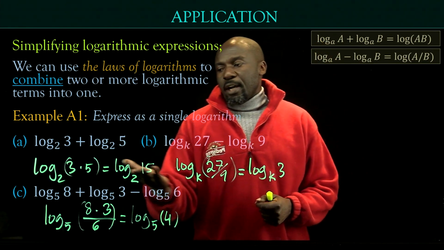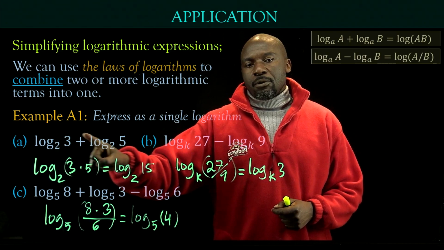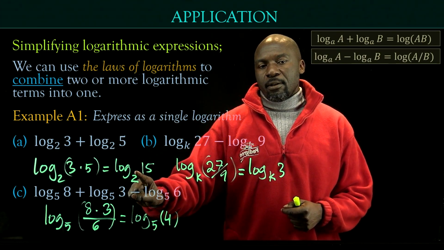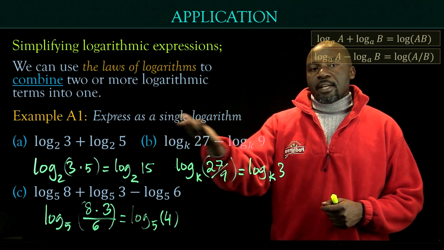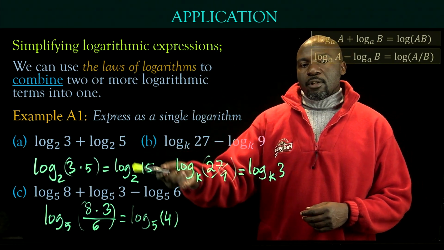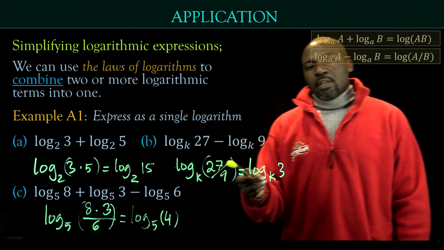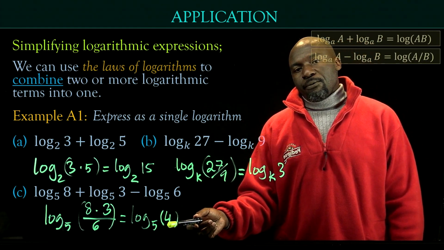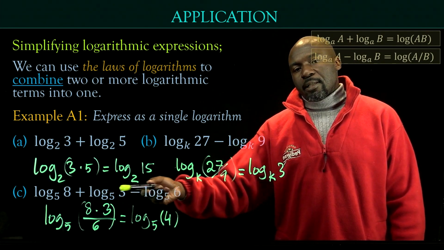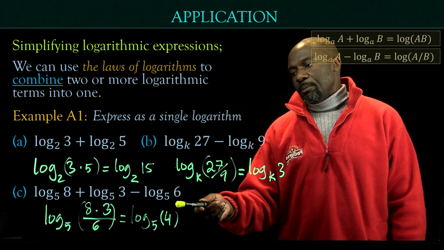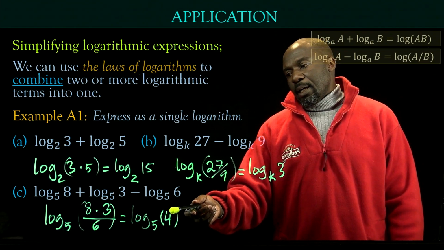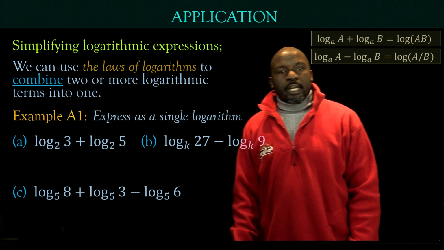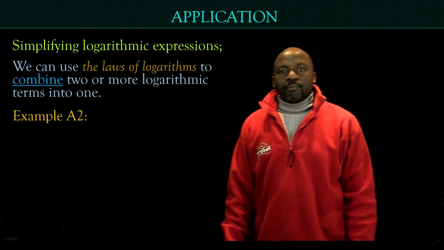We're saying we have more terms. If we have 2 or more terms, we can combine them together to end up with a single log like that. So express as a single log, that becomes log of 15 to base 2, this becomes log of 3 to base k, and this becomes log of 4. All this just ends up being log of 4 to the base of 5. Okay? Okay, let's look at the next set of questions.